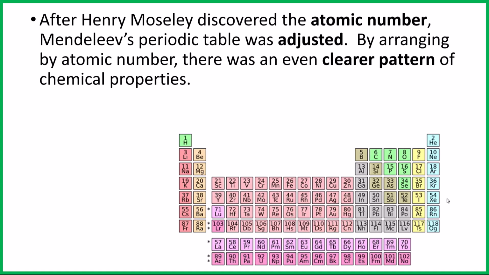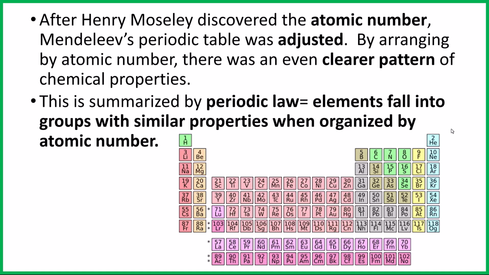After Henry Moseley discovered the atomic number, though, Mendeleev's periodic table was adjusted. By arranging by atomic number, there was an even clearer pattern of chemical properties. So as you can see, of course, now the current periodic table is organized by increasing atomic number, starting with hydrogen, which has an atomic number of 1. This is summarized by what we call periodic law. Elements fall into groups with similar properties when organized by atomic number. So that's the periodic law.